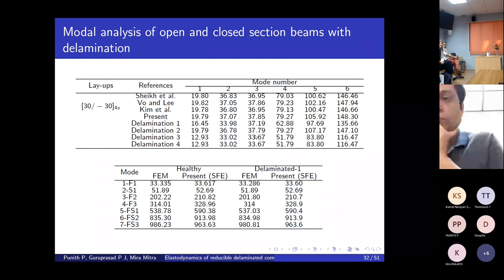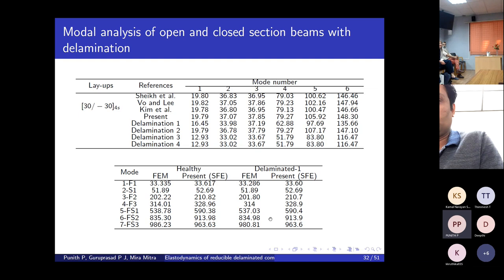It's a little bit strange because the frequencies in your model are growing, and they are getting more different from the finite element. But then there is the last one that is smaller. I don't know what the 7FS3 represents, but why is it small? I'm looking only at the healthy part. Okay, so the pristine beam.